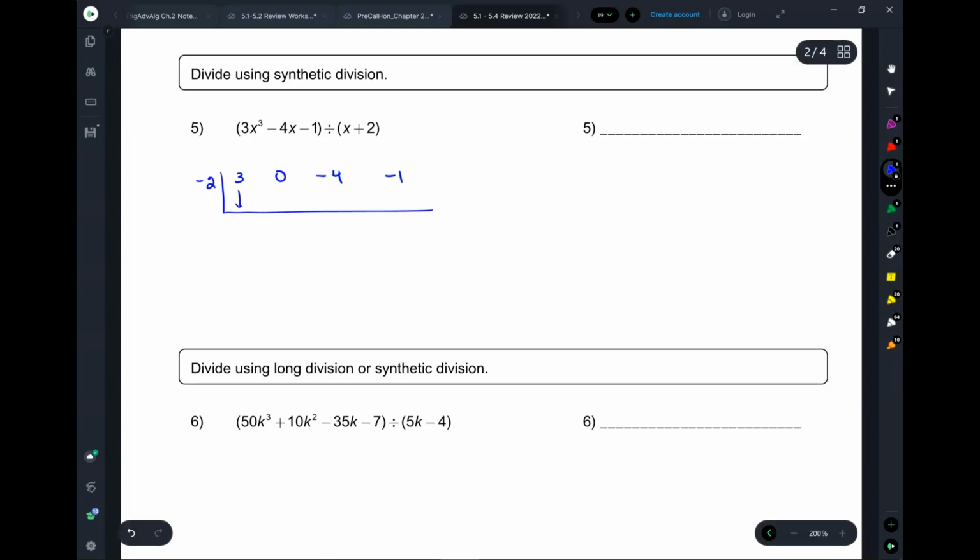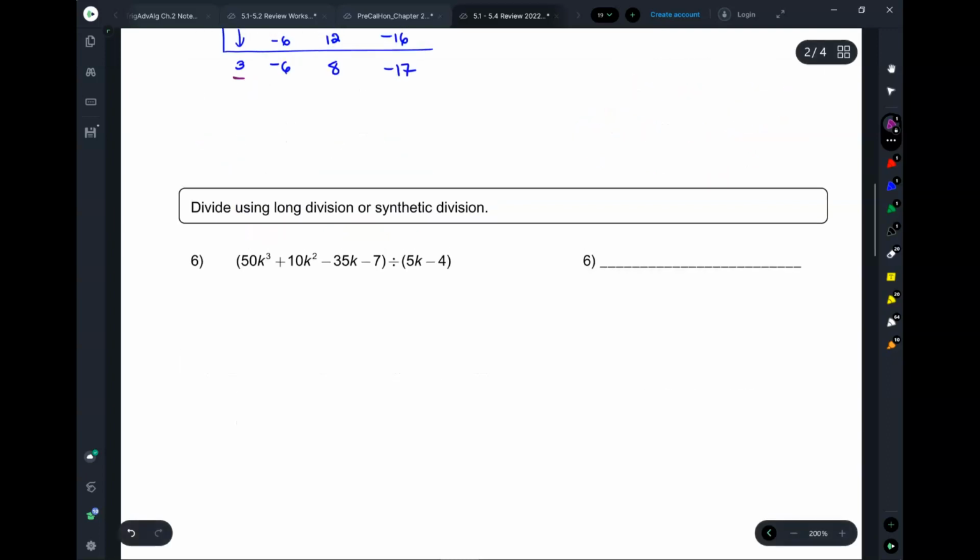Okay, so 3 comes down for free. Anything that makes its way to the bottom gets multiplied by negative 2. So 12, 8, negative 16, negative 17. Okay? So now, my degree was a 3 before. It gets reduced by 1. So now the new degree is a 2. And these are the coefficients. So 3x squared minus 6x to the 1 plus 8 minus 17 over x plus 2. Okay?